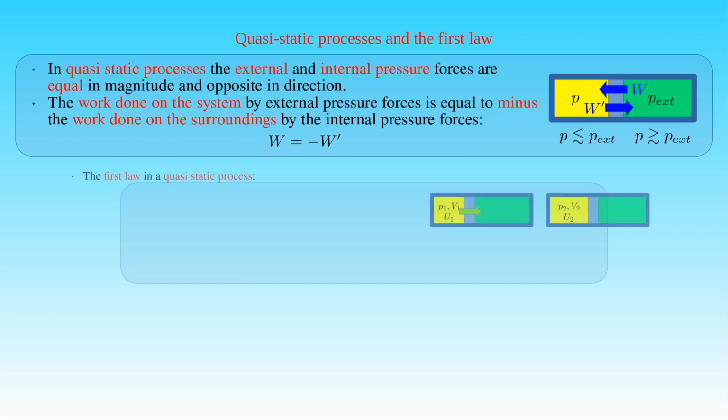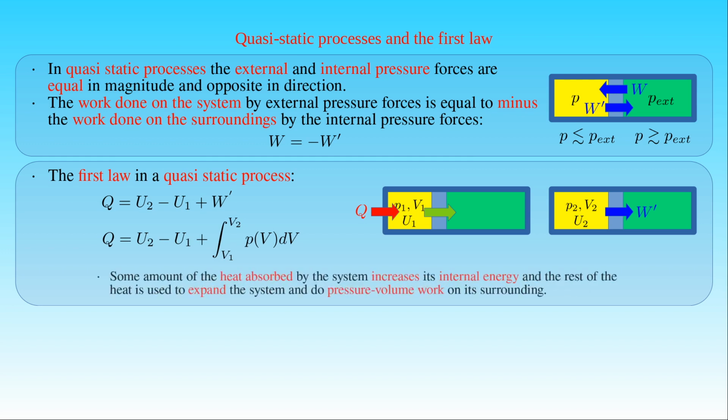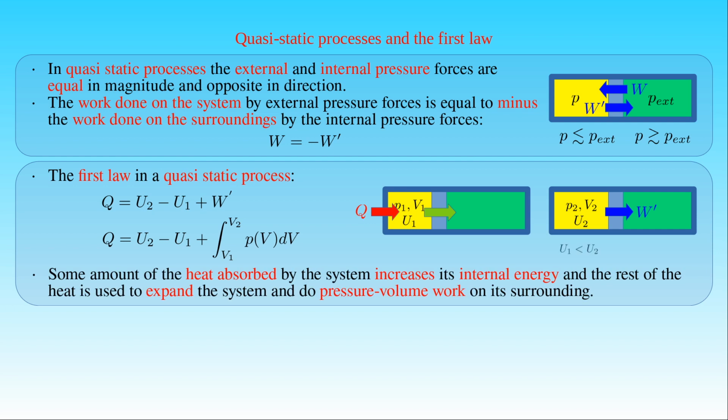Therefore, the first law can also be formulated with the equation stating that the heat Q exchanged between a thermodynamic system and the surroundings is equal to the difference between the internal energy U2 in its final state and the internal energy U1 in its initial state, plus the work W prime done by the internal pressure forces. Explicitly, the heat Q is given by U2 minus U1, plus the integral of the internal pressure P over the volume V of the system from its initial volume V1 to its final volume V2. We can state that some amount of the heat absorbed by the system increases its internal energy, and the rest of the heat is used to expand the system and do pressure-volume work on the surroundings.